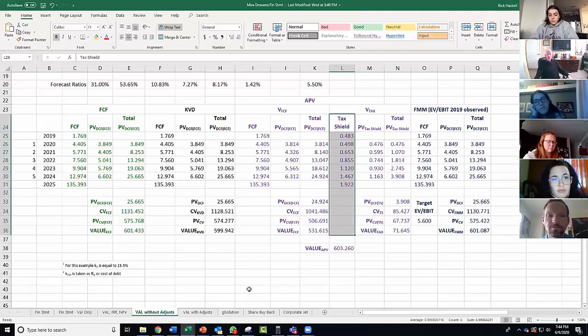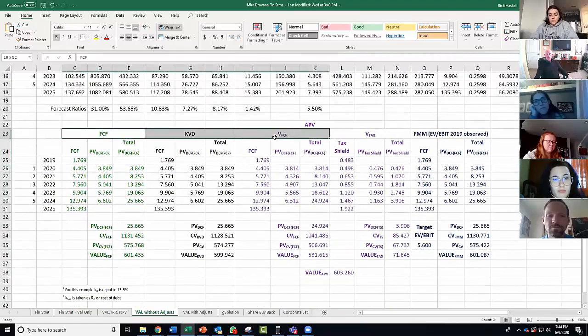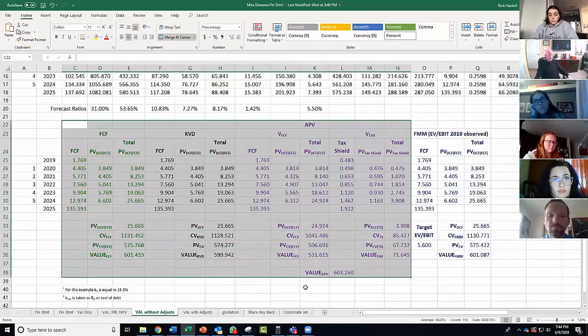So I want you to think about that some as you consider motivating the free cash flow, KVD, and adjusted present value models in both the next Excel assignment and in the next problem set where the APV model is brought into focus. What questions would you have?